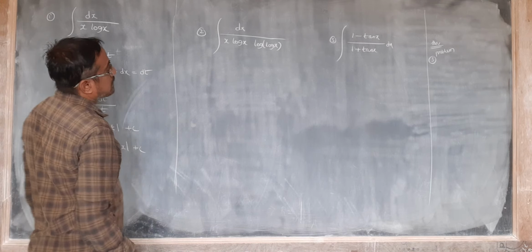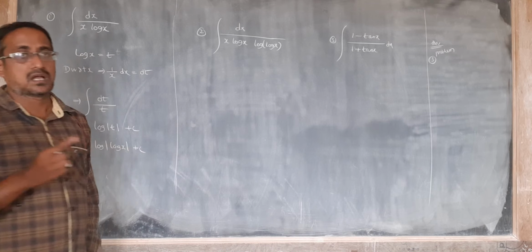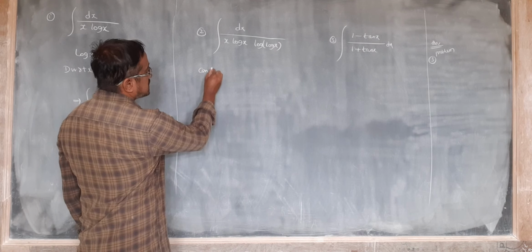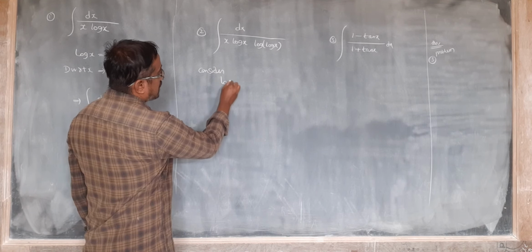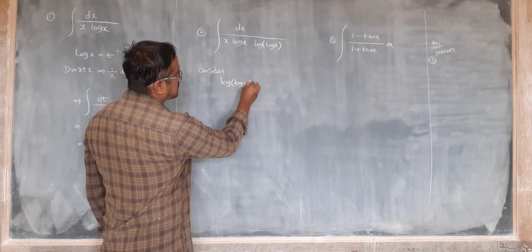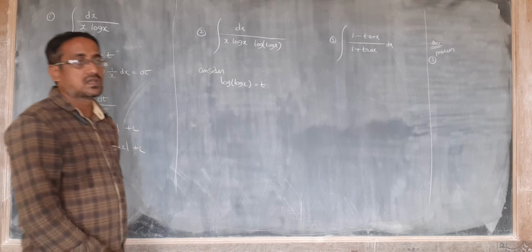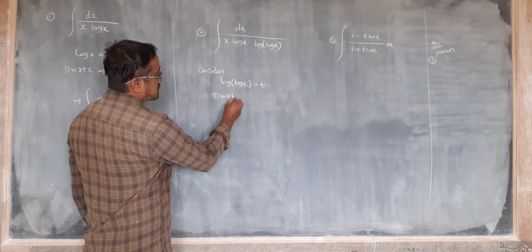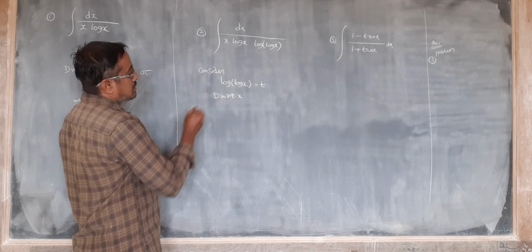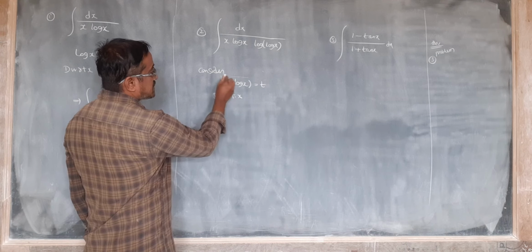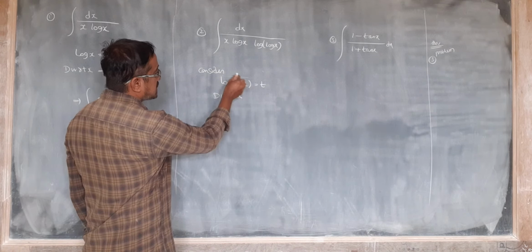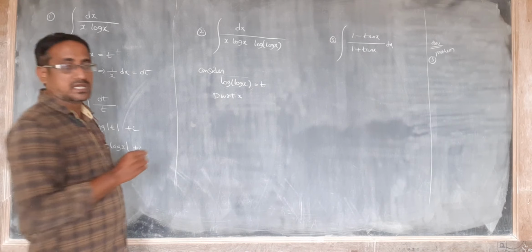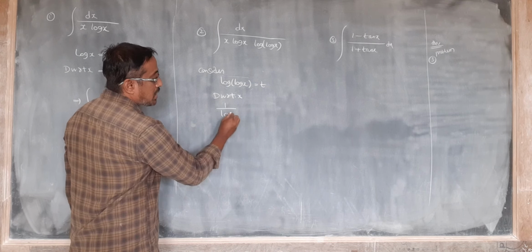Next problem. Integral dx by x log x into log of log x. Now in this problem, let us consider log of log x is equal to t. Now differentiating with respect to x. Now this is a logarithm function. In differentiation you have to consider the total log x as the inner function. The derivative of log x is 1 by x. So you will get 1 by log x.